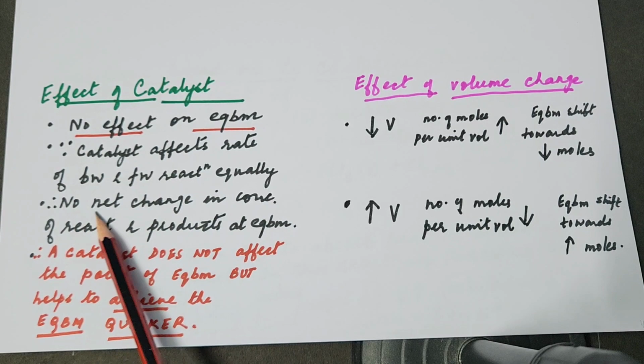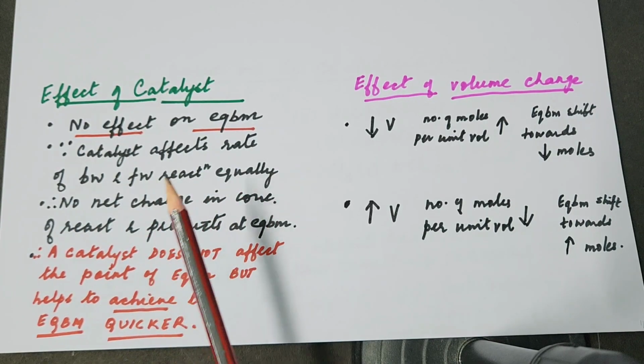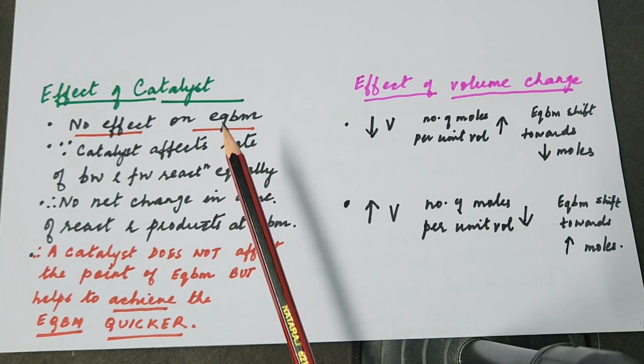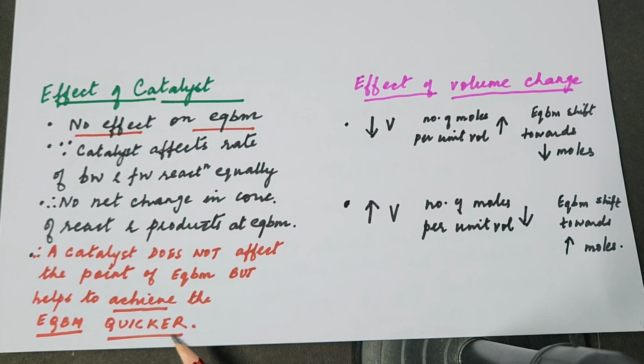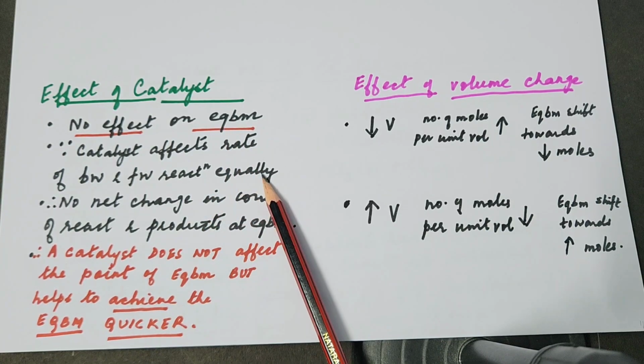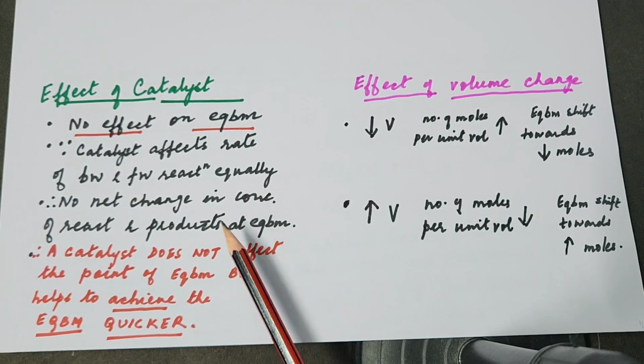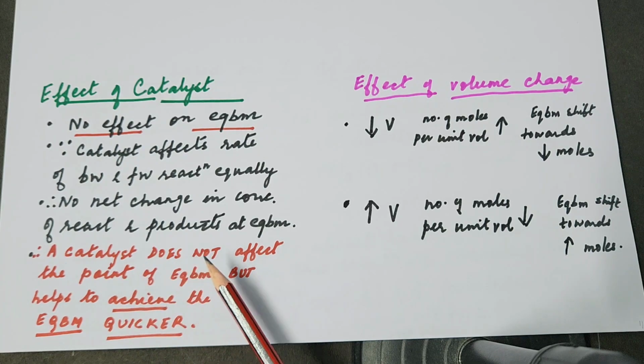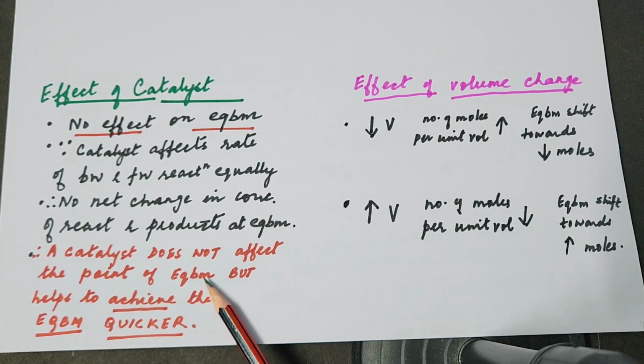However, because the rates of backward and forward reaction are being affected, though equally, the equilibrium will be attained faster or quicker. Like earlier, if it was taking 10 minutes, it may take 7 or 5 or 3, whatever the impact of the catalyst. So a catalyst, very, very important, does not affect the point of equilibrium, but it does help to achieve the equilibrium point faster.